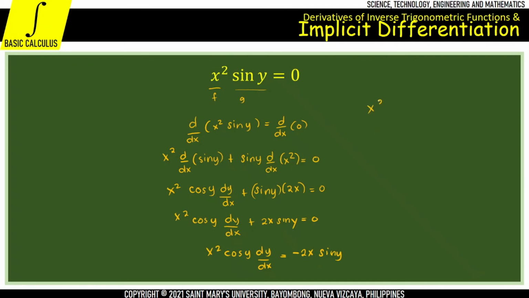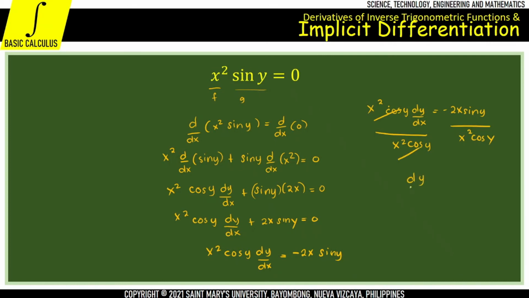So i-copy lang natin. So we have x squared multiplied by cosine y dy all over dx is equal to negative 2x sine y. Divide all terms by the coefficient of dy all over dx, x squared cosine y, and then of course the right side with the same divisor, we have cosine y. Of course, we can cancel.